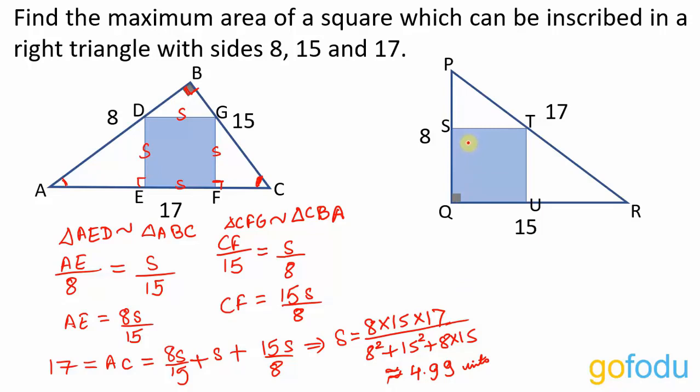In the second case, we have triangle PST. This angle is 90. Triangle PST will be similar to triangle PQR. This angle is also 90. Angle P is common. That means the ratio of corresponding sides will be equal.